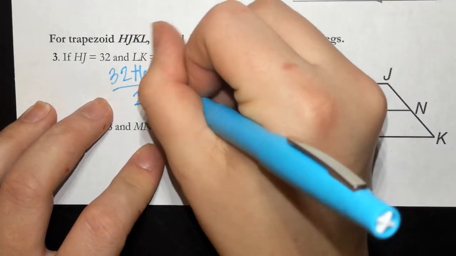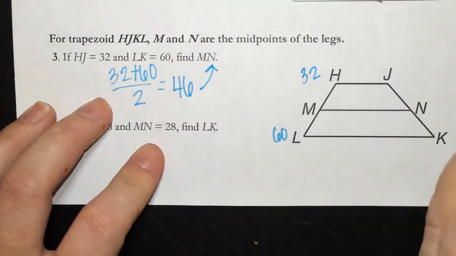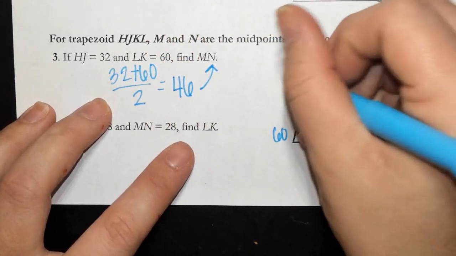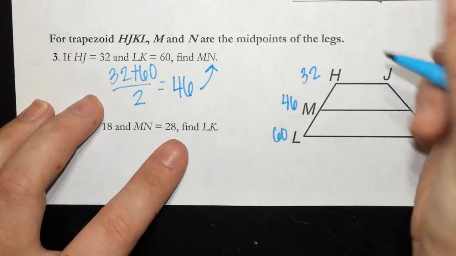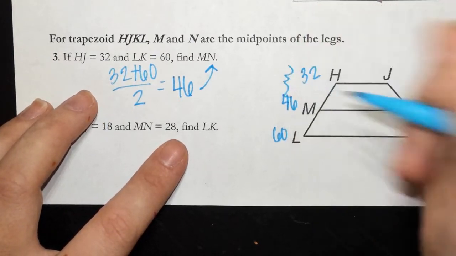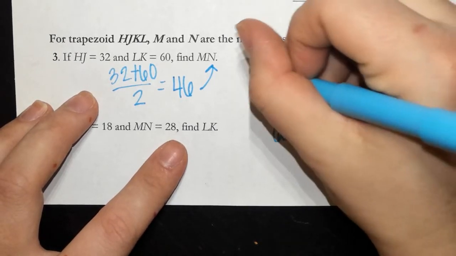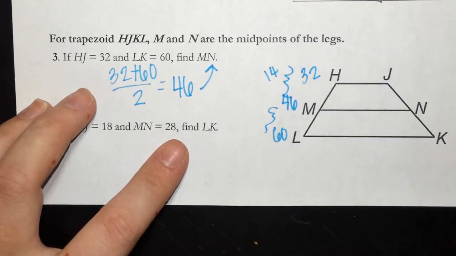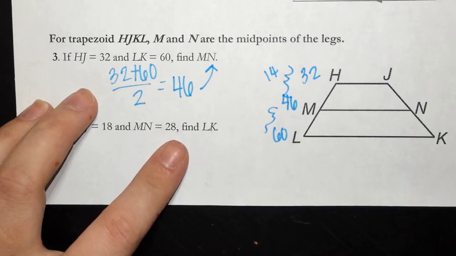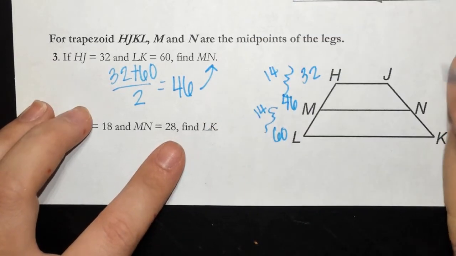Oh, that was the answer. Okay, well, just so you can see, what's the difference between 46 and 32? 14. So this difference should be the same thing. 60 minus 46 should be 14 as well, is it? Yeah. Yep.